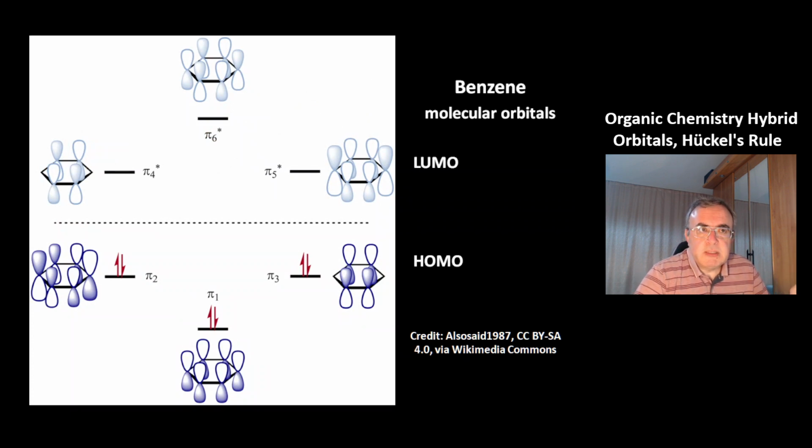These are the molecular orbitals of benzene. The highest occupied molecular orbital is called HOMO, and the lowest unoccupied molecular orbital is called LUMO. And the energy difference between these two molecular orbitals is important for the properties of these compounds.